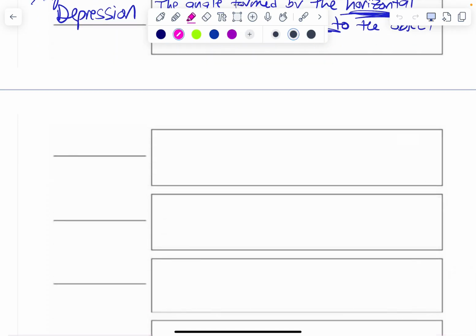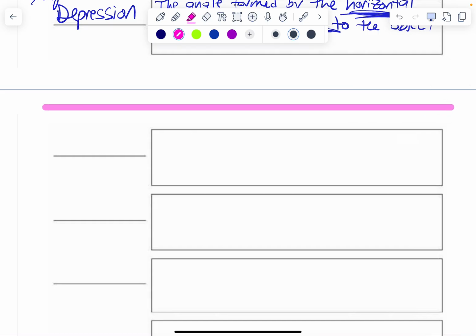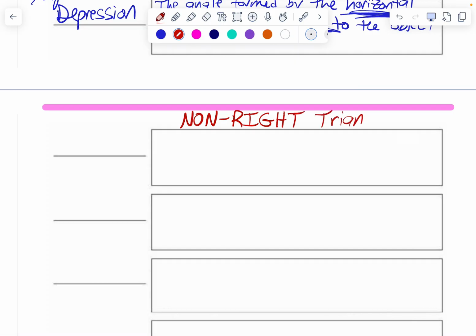In your notes, I think it's probably safer if you make a new section that clearly stands out from the previous one and now says non-right triangles. Now, these work in any triangle. So I'm not saying you can't use law of sines in a right triangle. I'm just telling you that it's not the best way. For most people, it's not the best way.